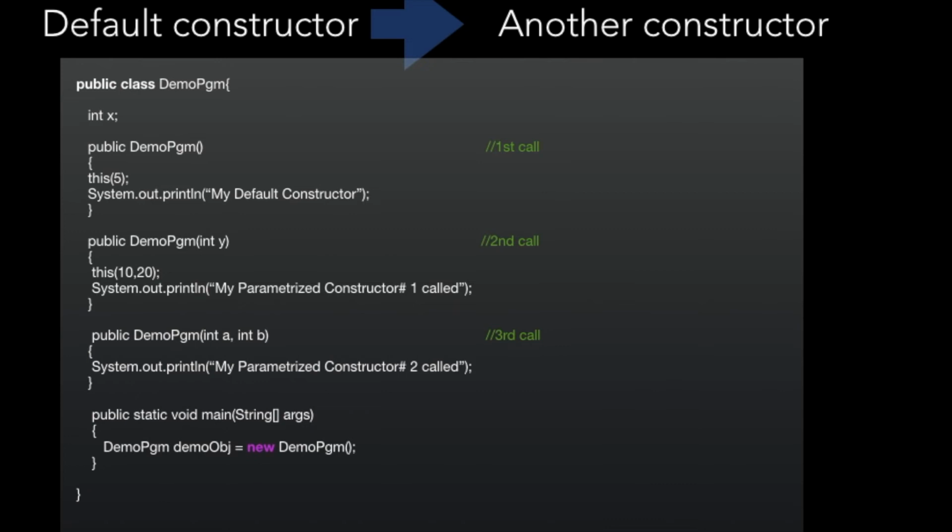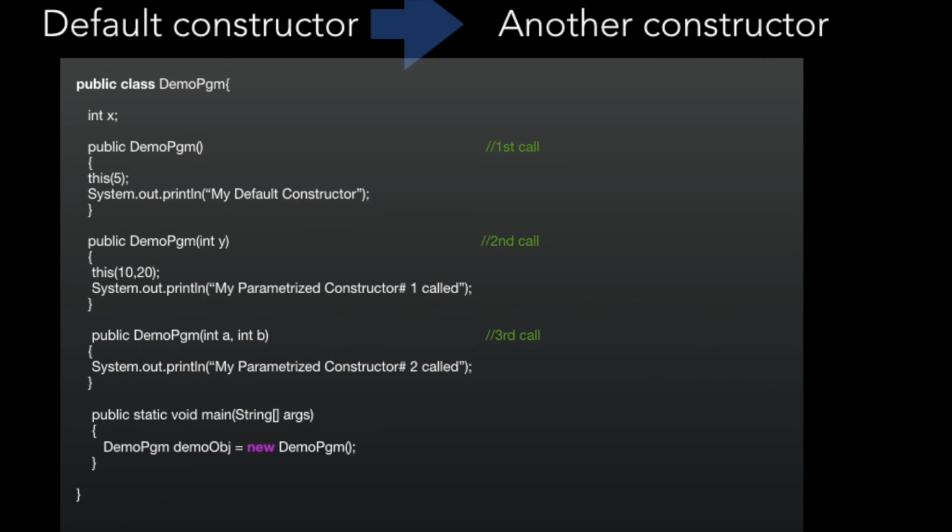Then the call goes to the third constructor, and in the third constructor there is no other this keyword call. So it is the last constructor call, and my parameterized constructor number 2 called will be printed on your screen. So this is a thumb rule of constructor chaining. The this keyword always needs to be the first line in the constructor, and another one is there has to be one constructor where the this keyword is not used.